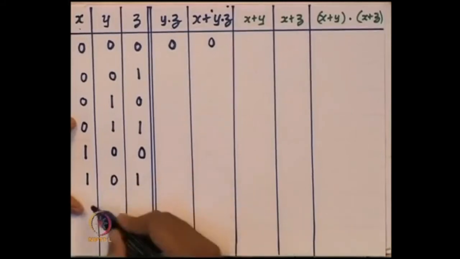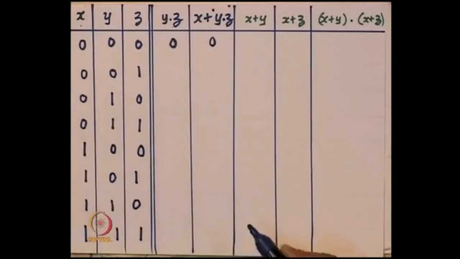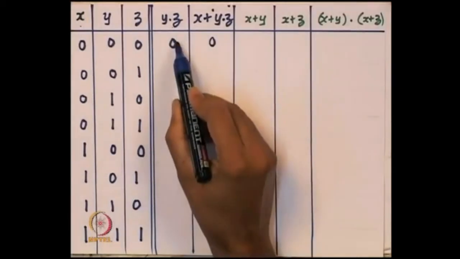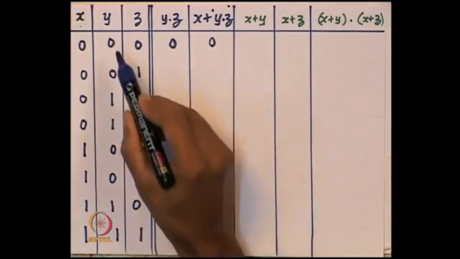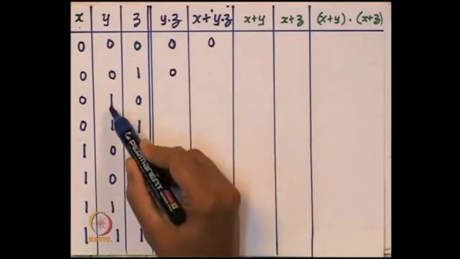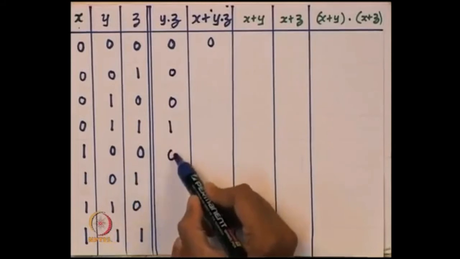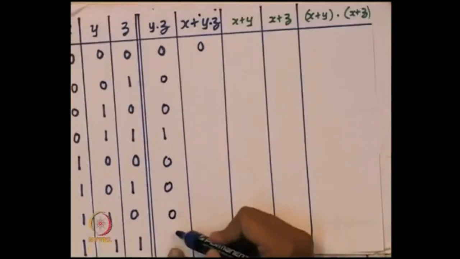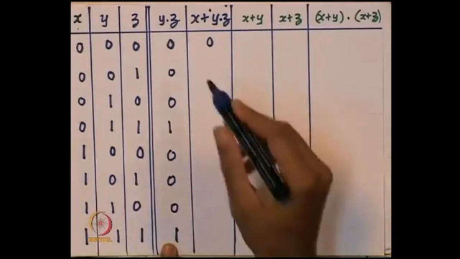So if you continue this, the inputs will follow in this manner. These are the set of inputs. Let me show you how to prove this theorem that we started with. So let us start with y and z first. It is taking this column and ANDing them together. So 0 and 0 is 0, 0 and 1 is also 0, 1 and 0 is 0, 1 and 1 is 1, 0 and 0 is 0, 0 and 1 is 0, 1 and 0 is 0, 1 and 1 is 1. So we have filled up these columns, but that is not the complete LHS.